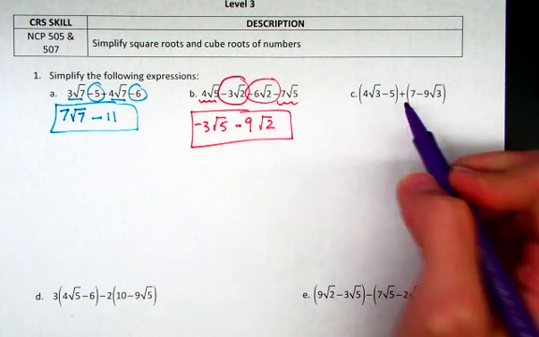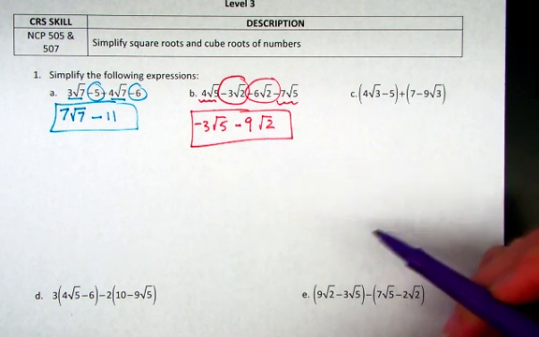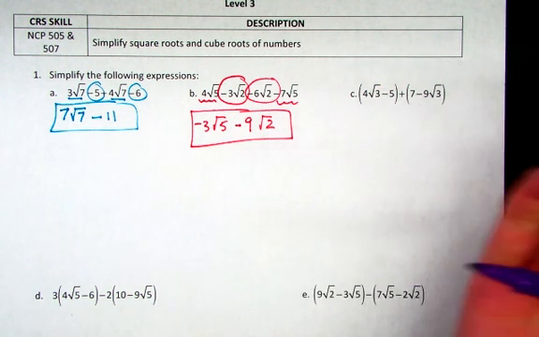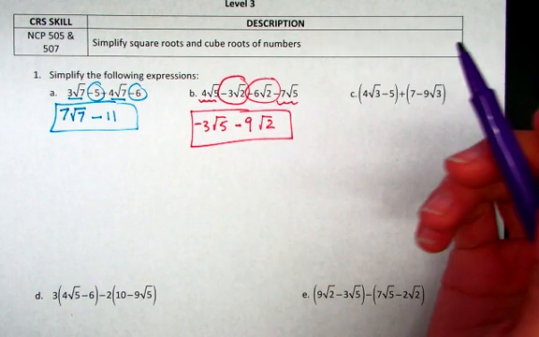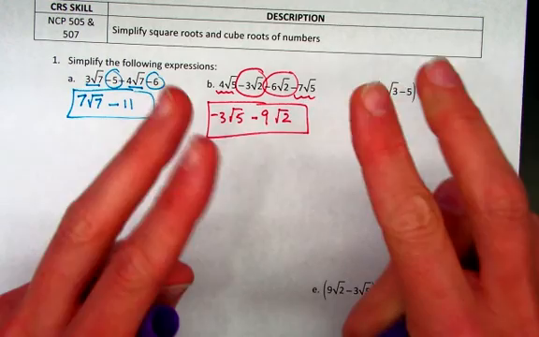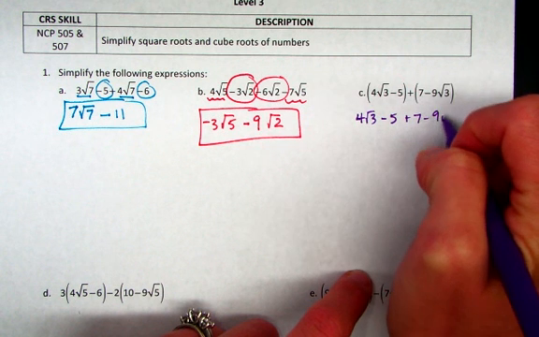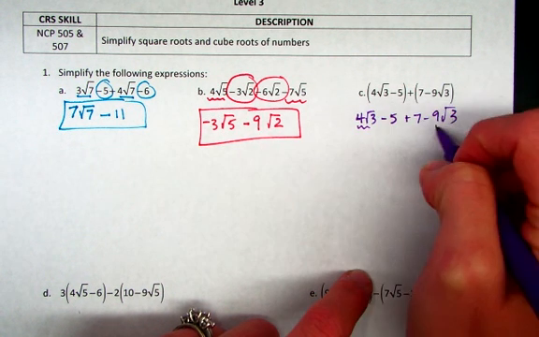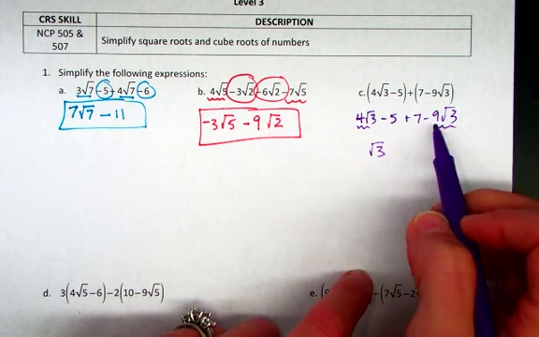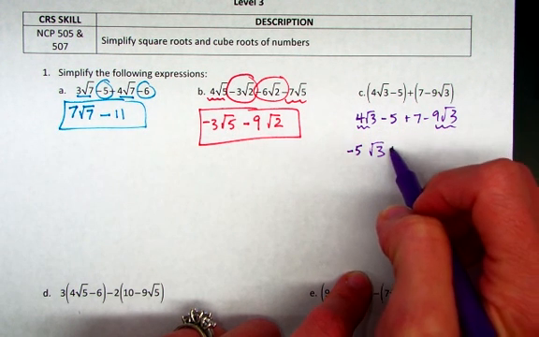We have a set of parentheses here, but notice the number in front of this parentheses is 1, and the number in front of this parentheses is 1. And because of that, we can solve this assuming that there's no parentheses to begin with. So if I were to rewrite this by distributing 1, I would get 4 root 3 minus 5 plus 7 minus 9 root 3. And 4 root 3 and 9 root 3 are like terms, so it's a root 3 term. 4 minus 9 is negative 5. And then negative 5 plus 7 is plus 2.